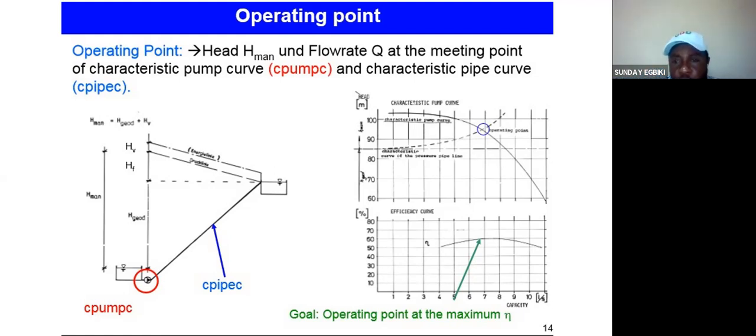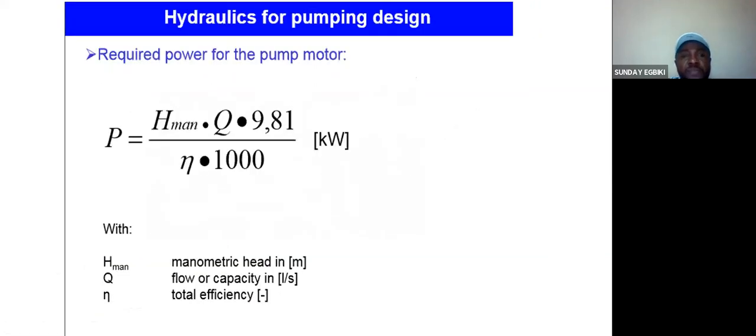So what you will do is, when you get the operational point here, where the pump curve and the pipe curve meet, you trace it down to where it meets this curve. The value you will have here is the efficiency. In this case, it's about 60% efficiency. So that is the efficiency you are going to add here in this formula.